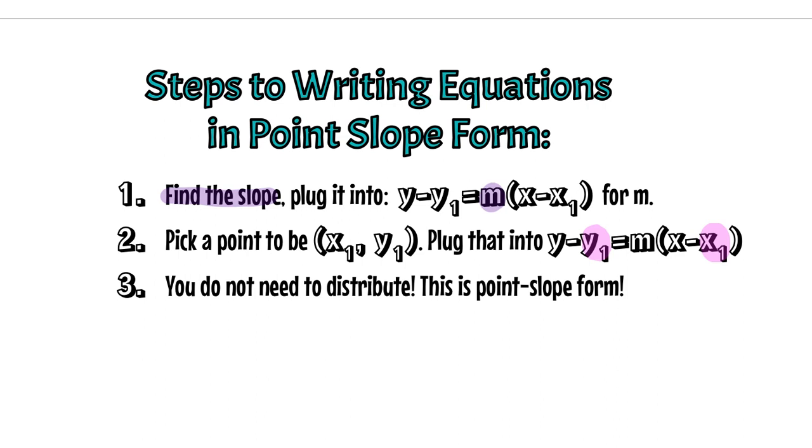Once you plug those values for m and x1, y1 into your equation, remember that you're going to have a y variable and an x variable that there's nothing plugged in for. You need to have an independent and a dependent variable for your linear equation. So don't distribute. This is point slope form.